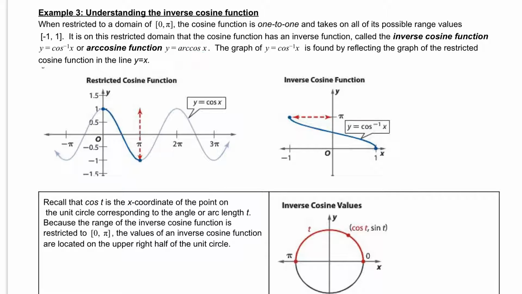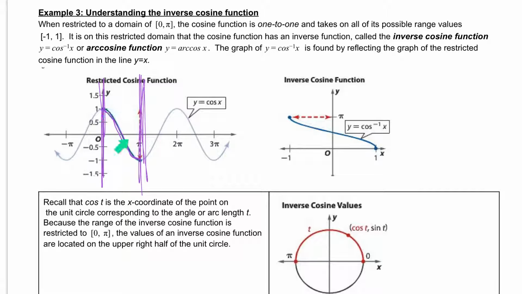arc cosine of x, which is y equals the arc cosine of x. The graph of y equals the cosine inverse of x is found by reflecting the graph of the restricted cosine function in the line y equals x. So very similar to the sine function, only we take a different piece of it. Instead of going from -pi/2 to +pi/2, we are going from 0 to pi. So we're here, going from 0 to pi.